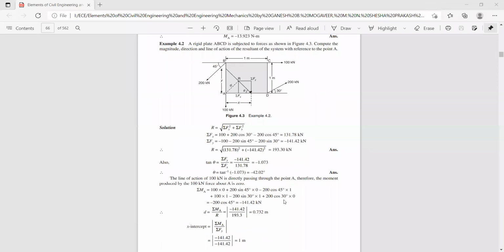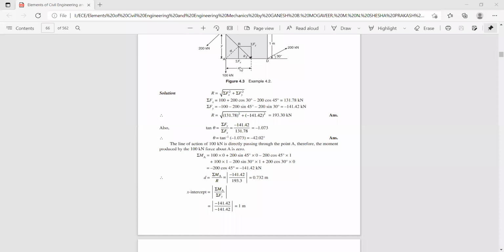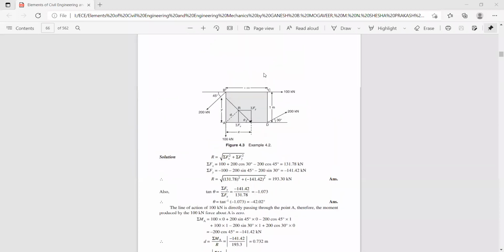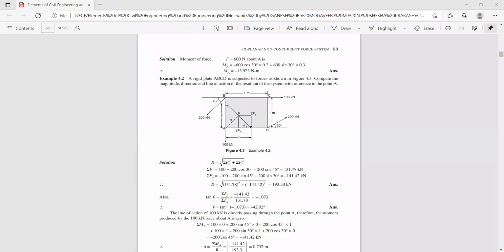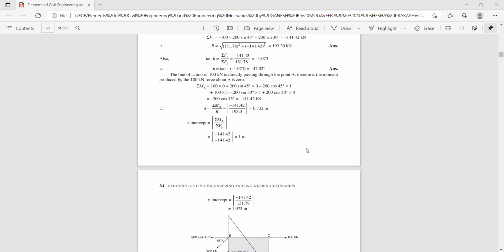Once you get the position of the resultant, you can find the values of x-intercept and y-intercept. These x-intercept and y-intercept are nothing but the intersection of the line of action of the resultant with respect to y-axis and x-axis, that is the horizontal distance. So this is the x-intercept of the resultant, and this is the y-intercept of the resultant, and this is the position of the resultant, that is D. So this is the method to find the magnitude, direction, and position of a given coplanar non-concurrent force system. In the next class, again, we shall solve some more problems.